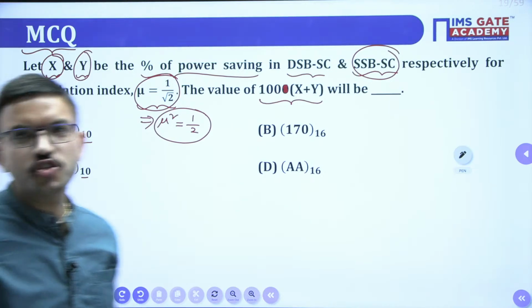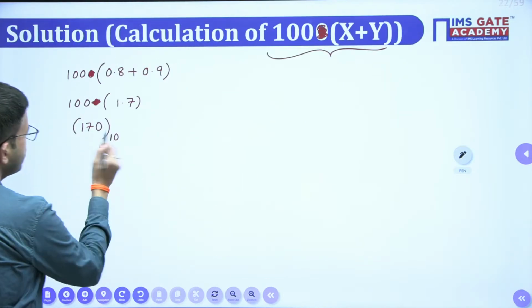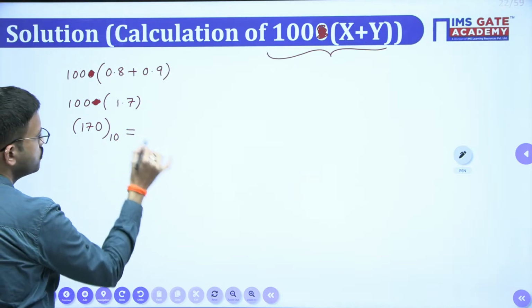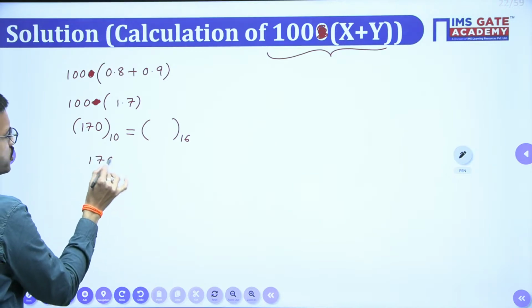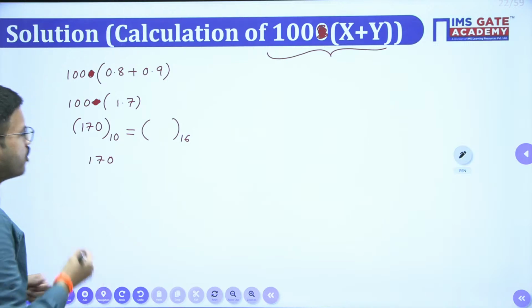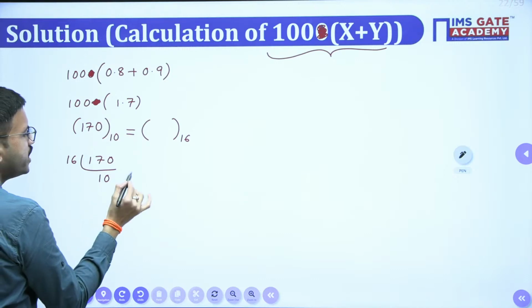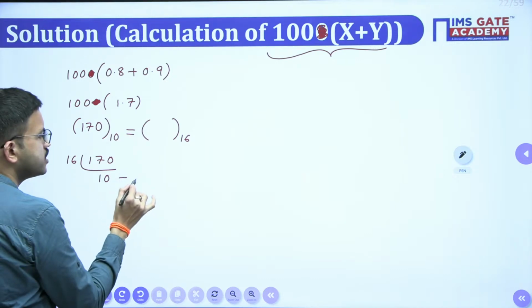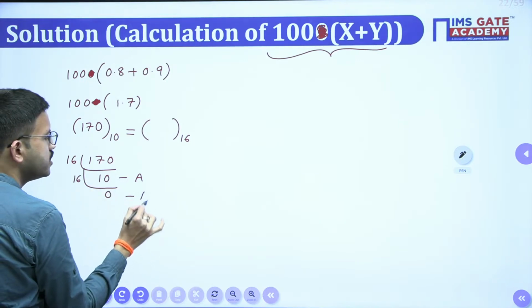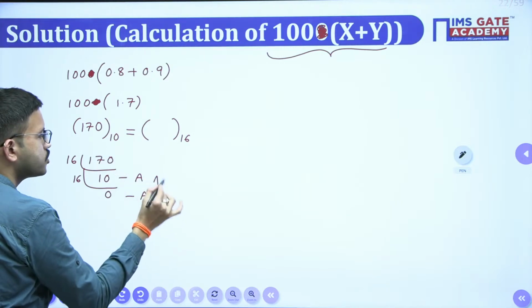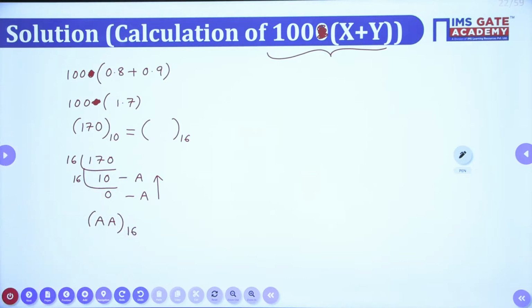Yes, very good, Tushar, correct. See, we got 170 base 10. Now we have to convert this one into base 16. In order to get the corresponding hexadecimal digits, you have to perform repeated division with 16. So 16 tens are 160, remainder you will get 10. 10 is nothing but A in hexadecimal. 16 zeros are 0, remainder is 10, which is again A. So you are getting two hexadecimal digits, both A. AA base 16.